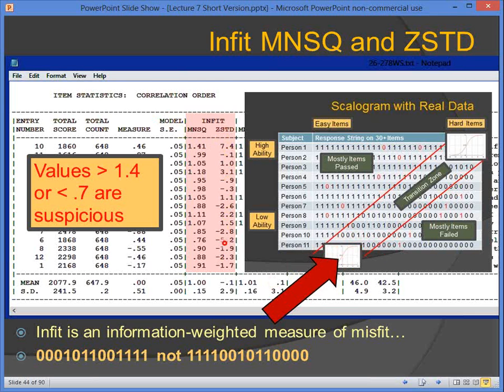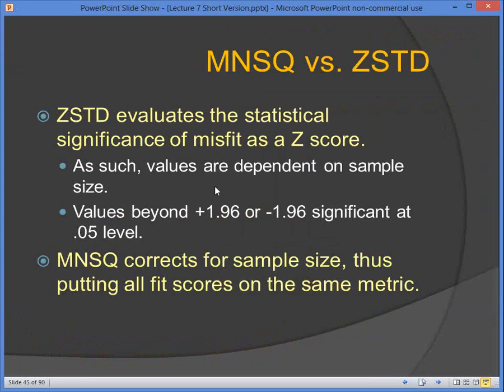The Z statistic gives us the significance of the fit. Any value greater than, say, 1.96 would be P equals 0.05. So any value outside of 1.96 to minus 1.96 is going to be significant at a 0.05 level. But as I said, this is highly influenced by sample size. The mean squares put the fit statistics all in the same metric. So you're going to be looking at this column to decide if an item has bad fit. In a rating scale context, you're going to be looking for values greater than 1.4 or values less than 0.7.